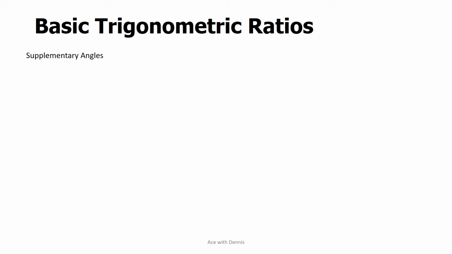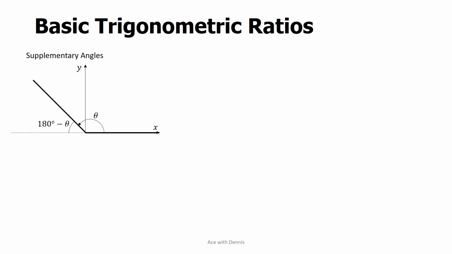Now, let's discuss supplementary angles. So, now we form an angle starting from the x-axis to an angle of theta, which is more than 90 degrees. We can get its supplementary angle, which is this one, and it equals 180 degrees minus theta.